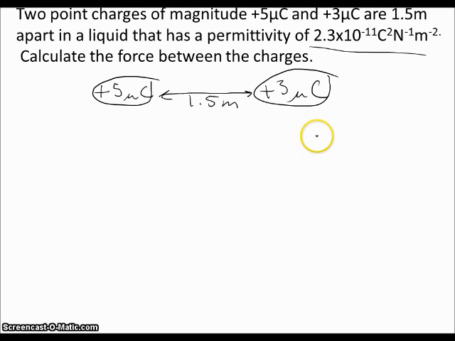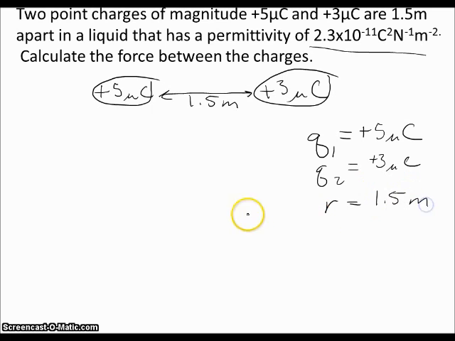So let's compile all our information. So Q1 is going to be 5 microcoulombs. Our second charge is going to be positive 3 microcoulombs. Our distance between these guys is going to be 1.5 meters. So that won't need a conversion, but these microcoulombs will. And our epsilon, our permittivity value, is 2.3 times 10 to the minus 11 coulombs squared per Newton meter squared.